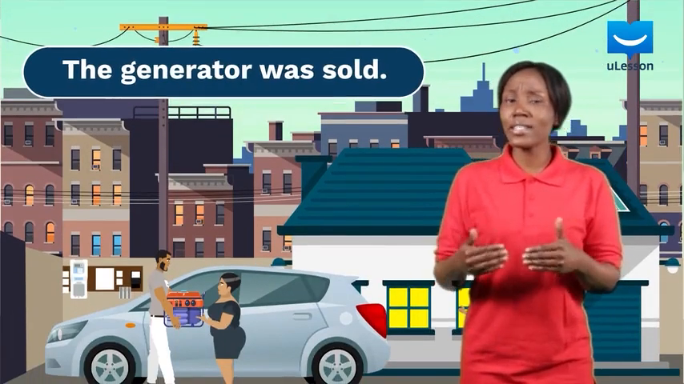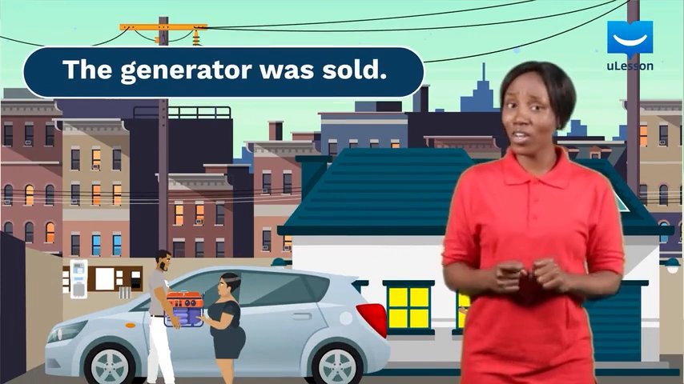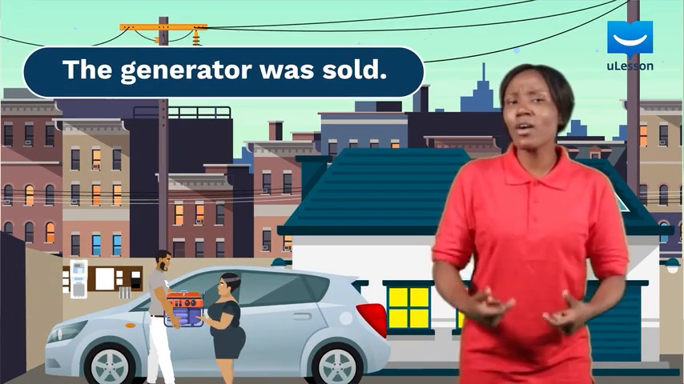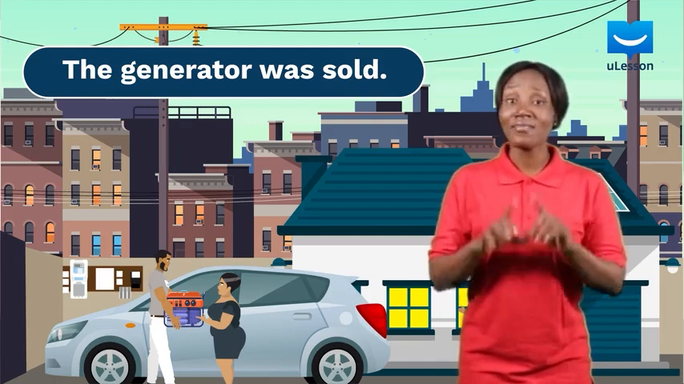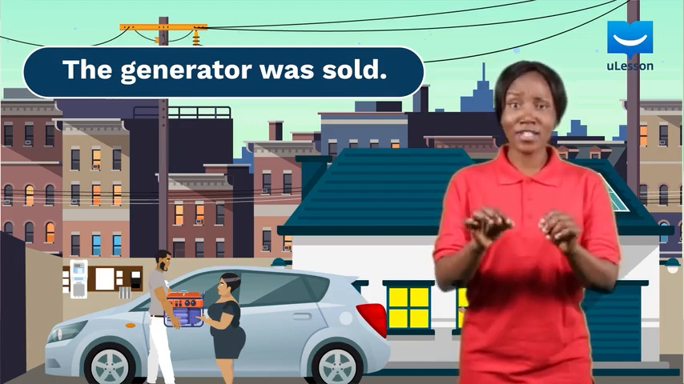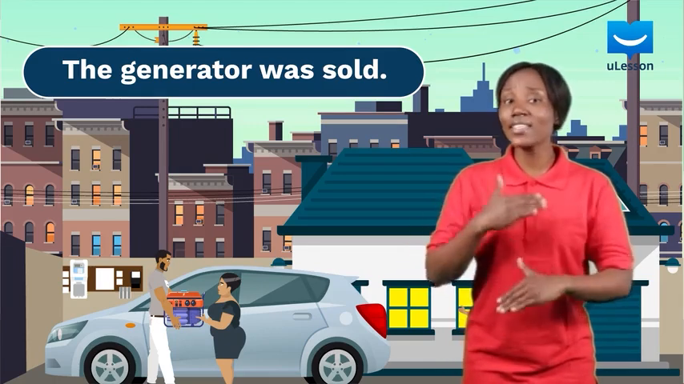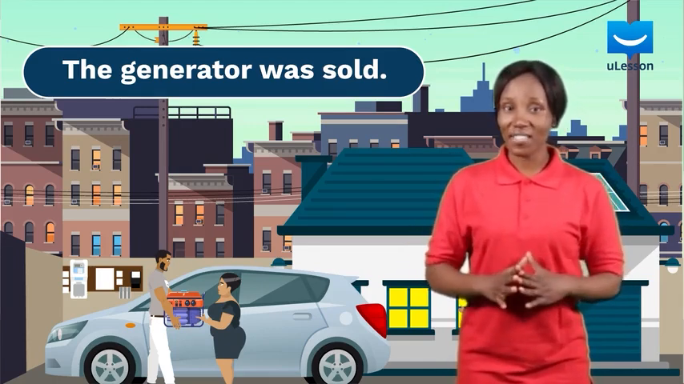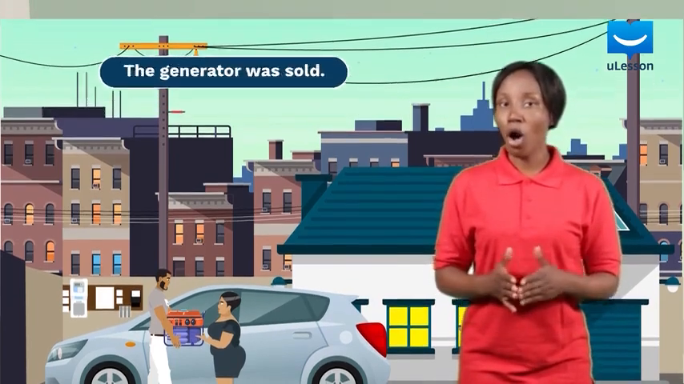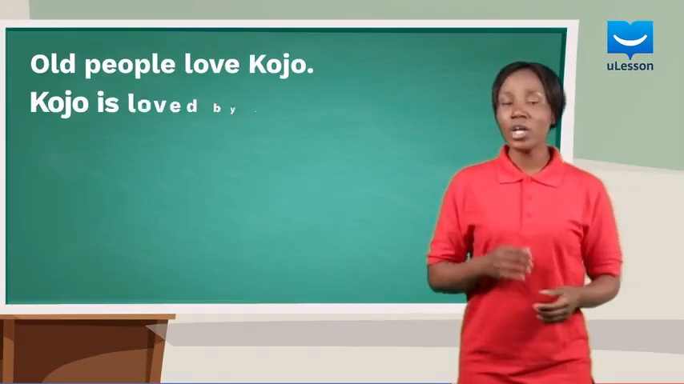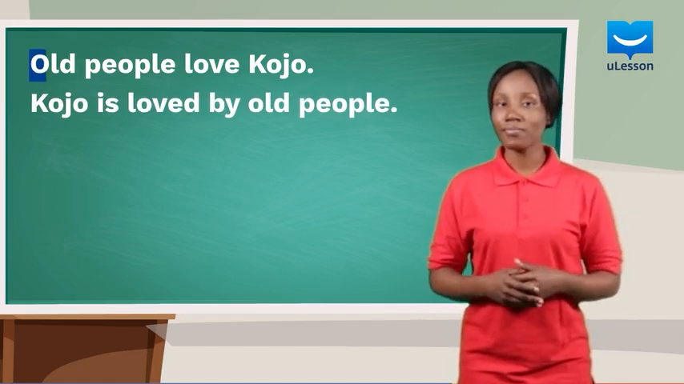While the active voice and passive voice are options for us, it is advisable to use the active voice. It makes our writing more interesting. This does not mean that the passive voice is incorrect. In fact, you can use it when you want to place emphasis on the object of a verb rather than the subject. For instance, old people love Kojo, and Kojo is loved by old people.